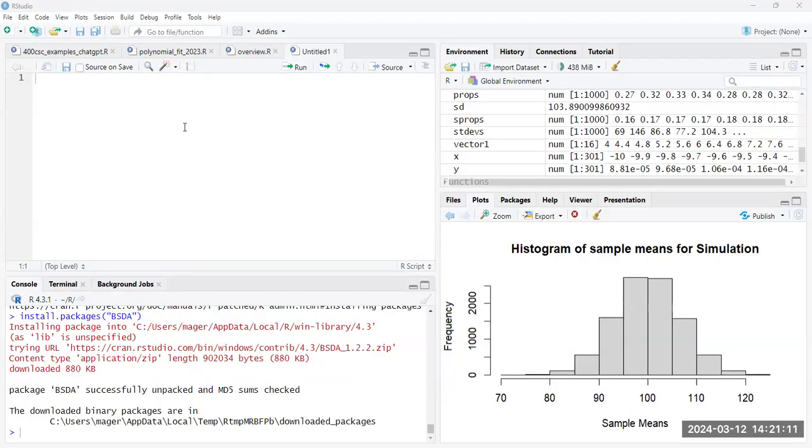Okay, so in this video, we're going to look at conducting one sample hypothesis test in R. And to start with, we're going to go through and do it manually. And then we're going to look at some functions that can take all of the work out of it for us.